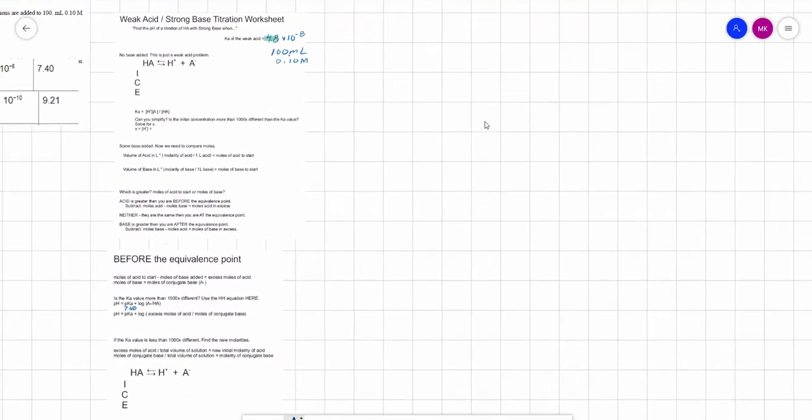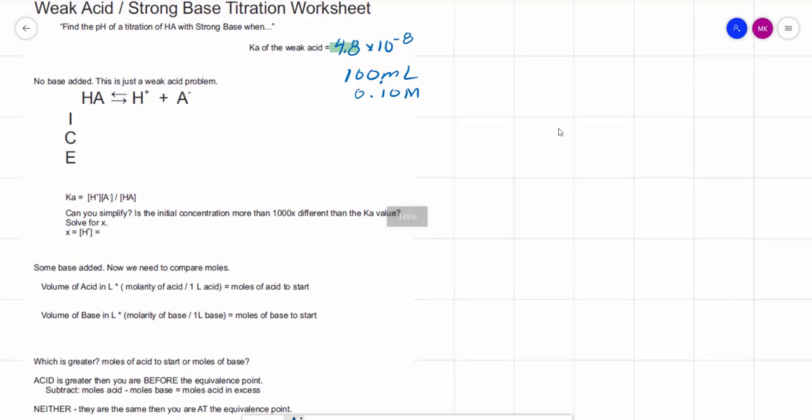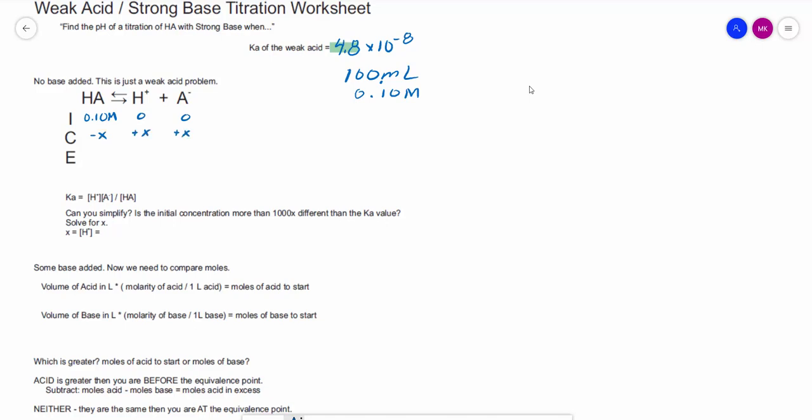So when there's 0 milliliters, that means all we have is a weak acid problem. No base has been added. So we just work this as a weak acid problem. So I put my initial concentration. I have no H plus hydronium ion or hydrogen ion. I have no conjugate base. I'm going to change by some value X that I don't know yet, but I will find it. And then I have my equilibrium.